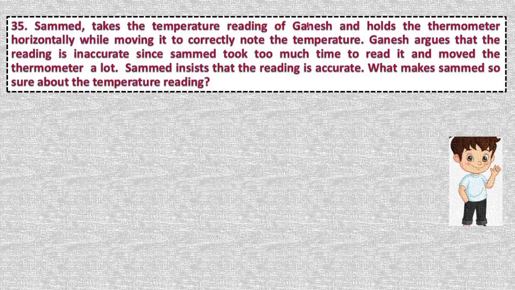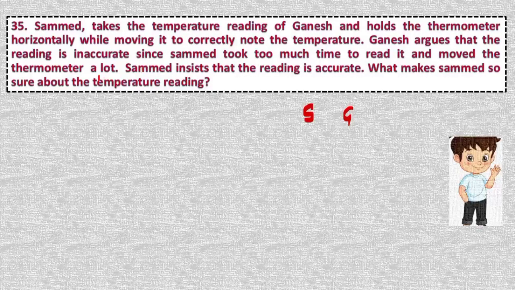Samed takes the temperature reading of Ganesh and holds the thermometer horizontally while moving it to correctly note the temperature. Ganesh argues that the reading is inaccurate since Samed took too much time to read it and moved the thermometer a lot. Samed insists that the reading is accurate. What makes Samed sure about the temperature reading?